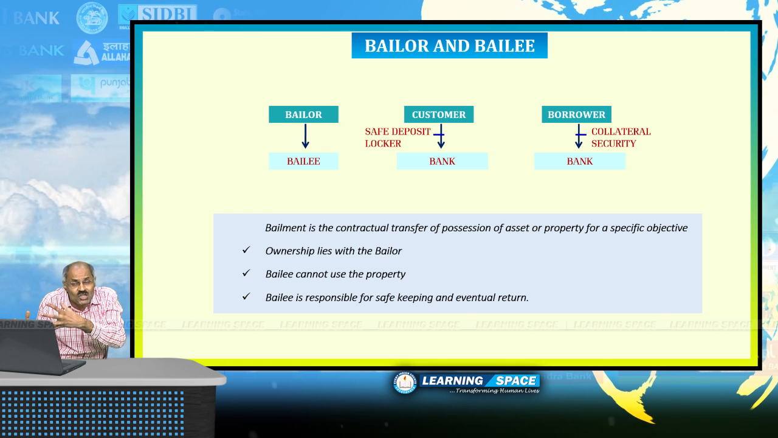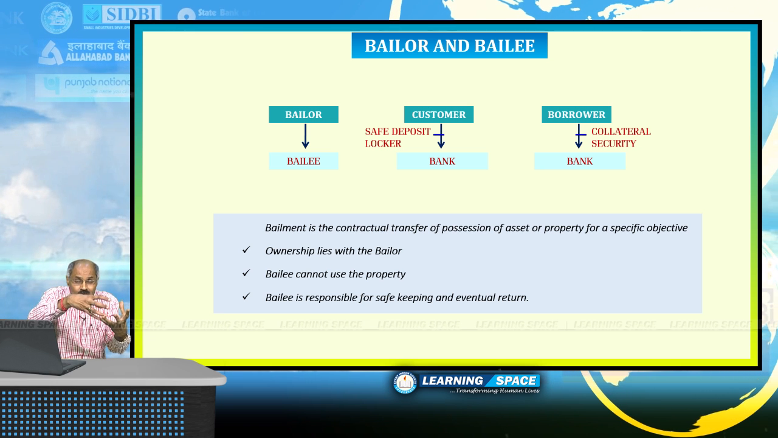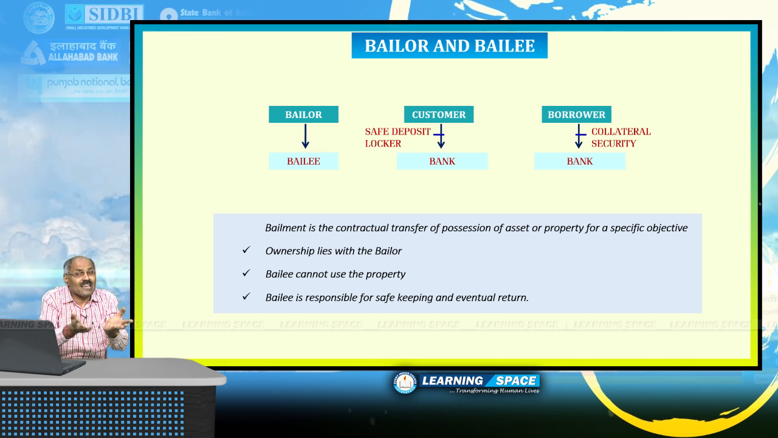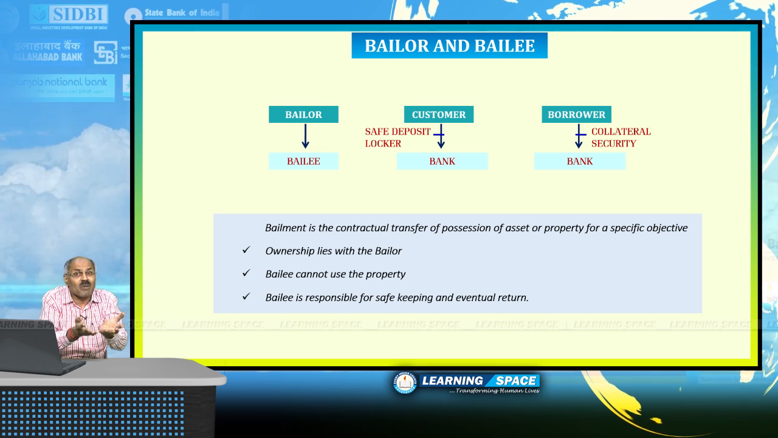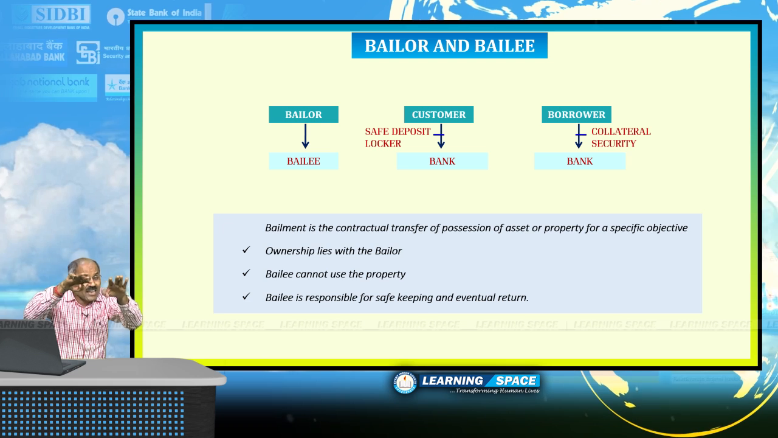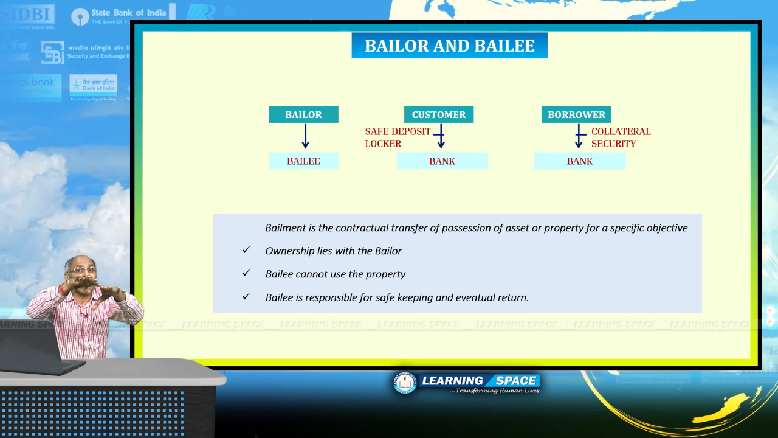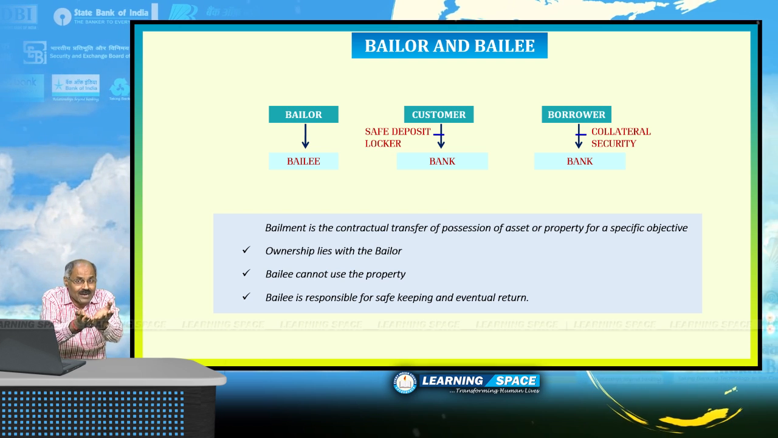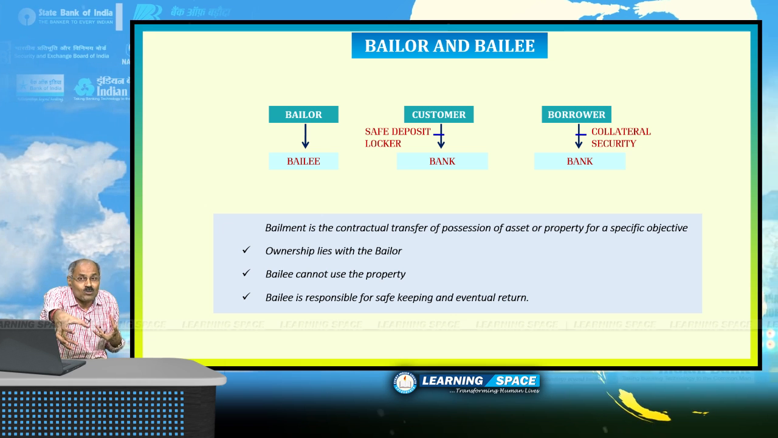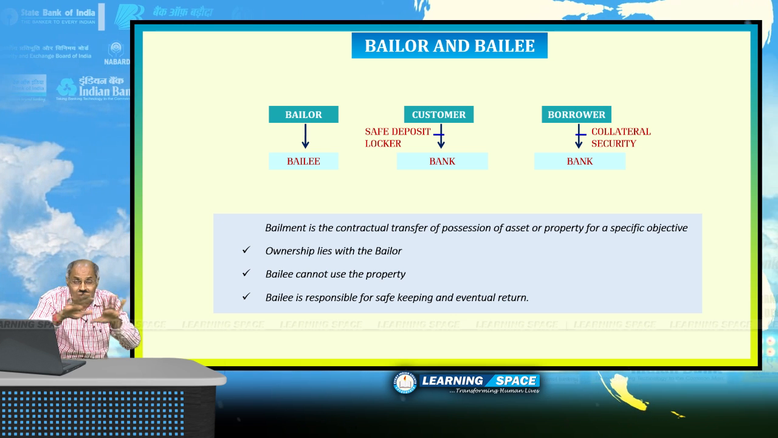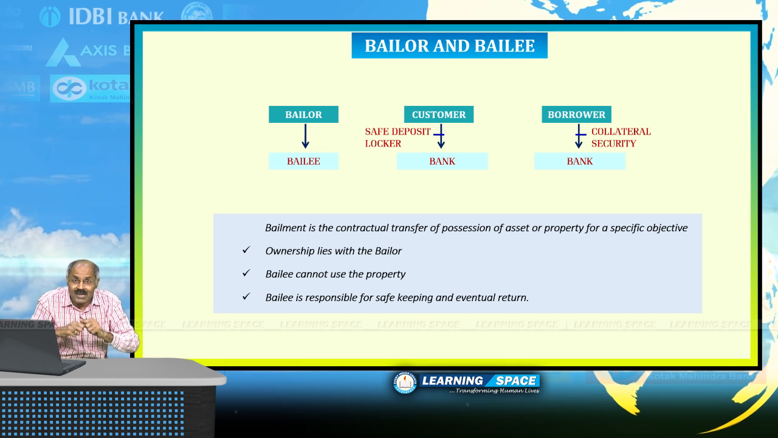Only the possession of the asset will be transferred with some specific objective. When I am using a safe deposit locker, that means for ensuring safety of my documents, for ensuring safety of my gold, I am keeping my properties within the safe deposit locker of the bank. That means I am giving the possession of that property to the bank, not the ownership. They cannot use the property. The process is called bailment.